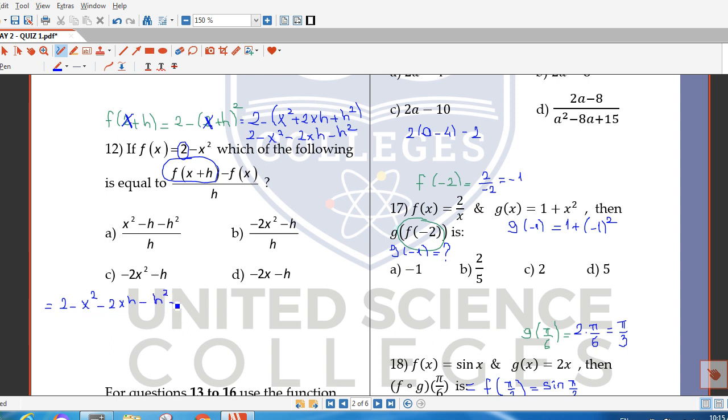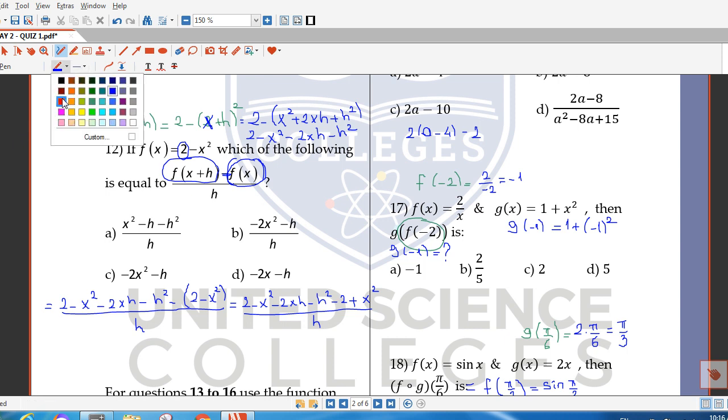h squared minus f of x. F of x, whenever you see a minus sign, it is better to protect your expression. So 2 minus x to the power of 2, all over h. I have to open the parenthesis, so 2 minus x to the power of 2 minus 2xh minus h squared minus 2 plus x squared over h.